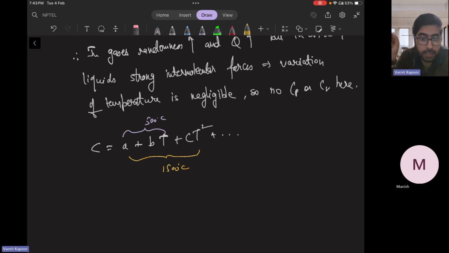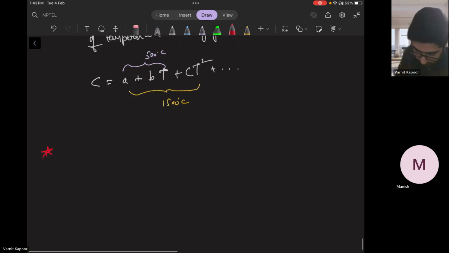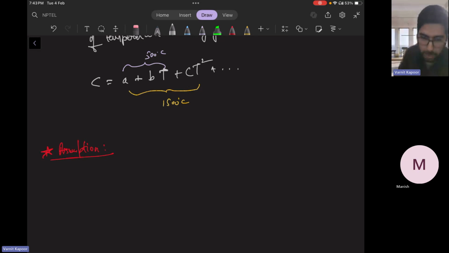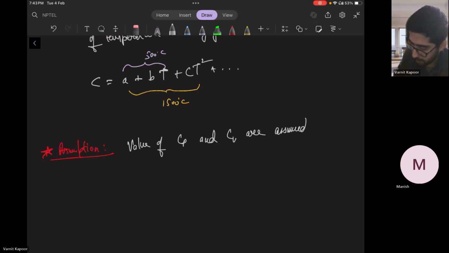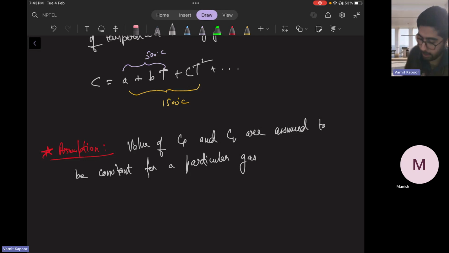Also, one another assumption here is that the values of Cp and Cv in gases are assumed to be constant for a particular gas. It's assumed to be constant, but in actual it is not. But we assume. So that's an assumption, a very important assumption. The value of Cp and Cv are assumed to be constant for a particular gas.